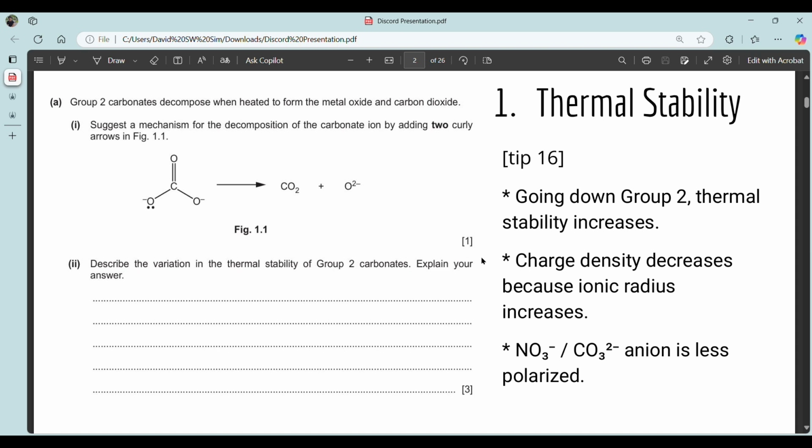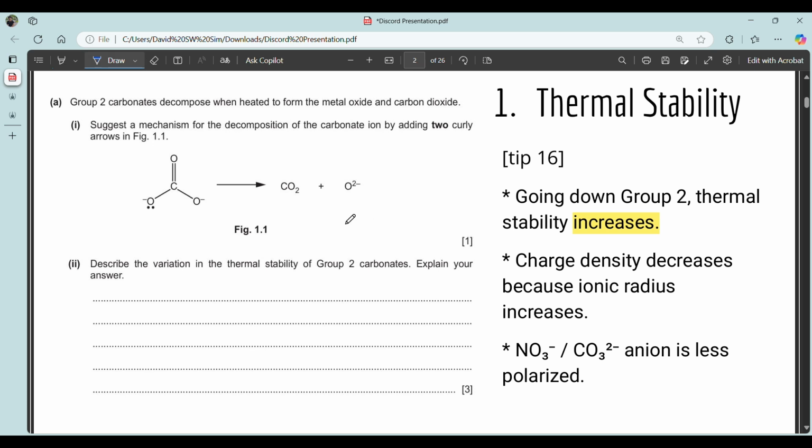For thermostability, you can count on this coming out every year in different ways, and the way you answer it is almost always the same. First, you have to state the trend. Going down group 2, the thermostability increases. And why does it increase? Because the charge density decreases.